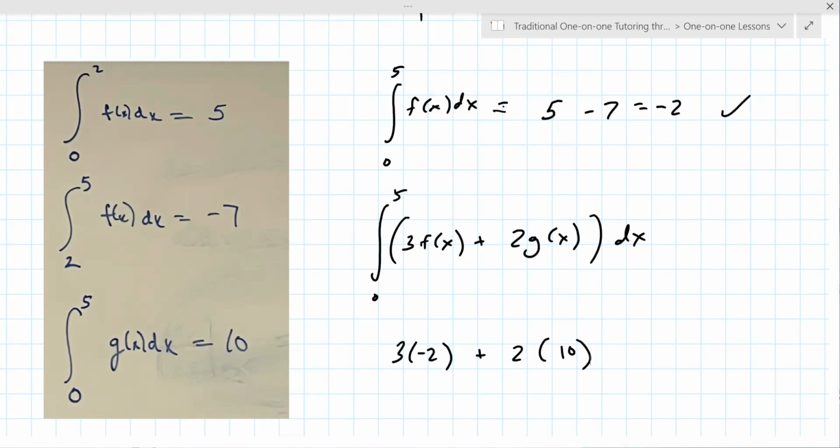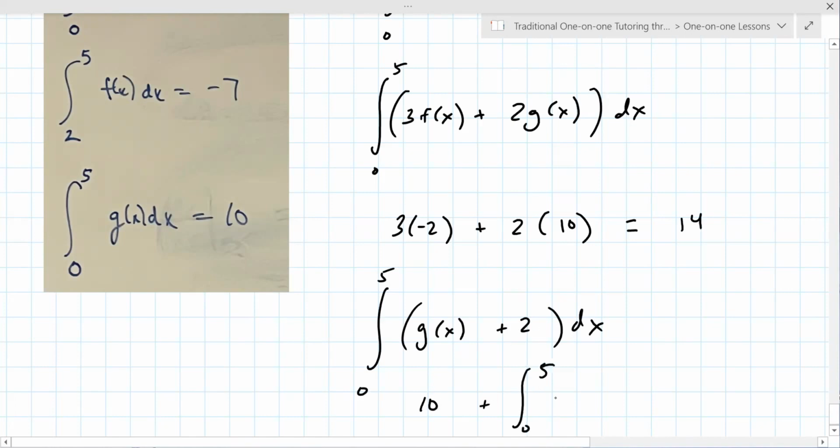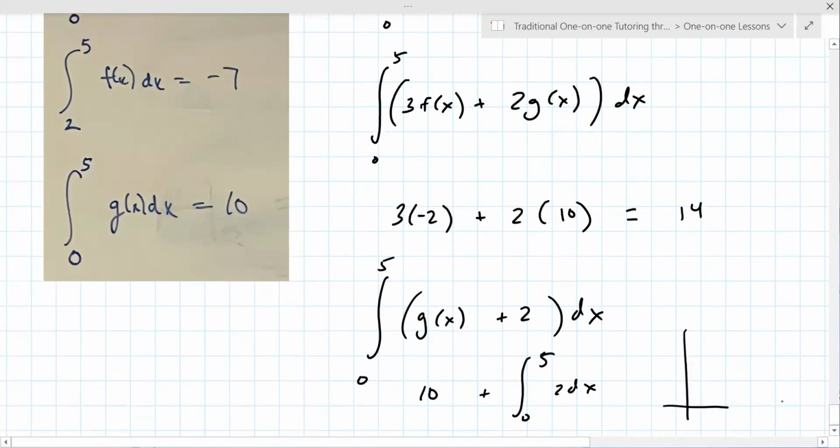Okay, so the next one we should do here, which is not on here, but let's just do it. It's the integral of g of x from 0 to 5 plus 2 dx. Okay, so it's just 10 plus 2, so 12. Well, okay. So this is the integral from 0 to 5 of 2 dx. Remember you were asking me earlier, like, oh, can't you draw that? In this case, you have to.